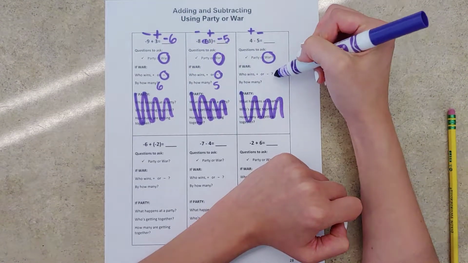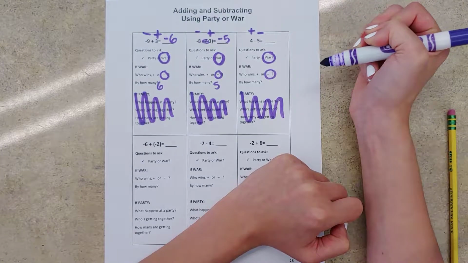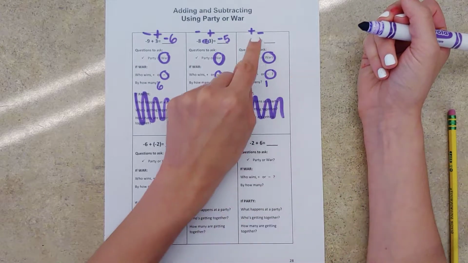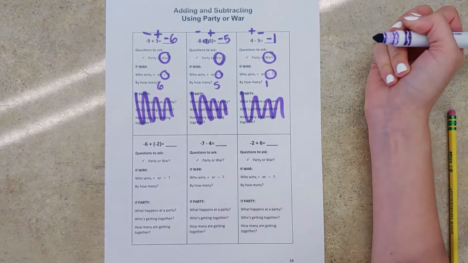Who would win this war? The positives or the negatives? The negatives would win because they have more on their team. How many more do they have? They have 1 more. Right? The negatives have 5, the positives have 1. So our answer would be negative 1.